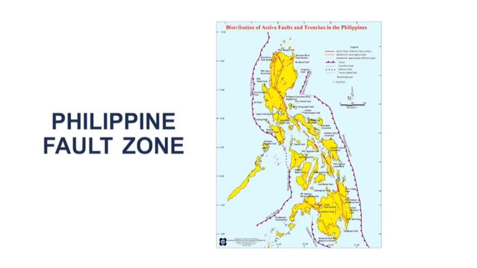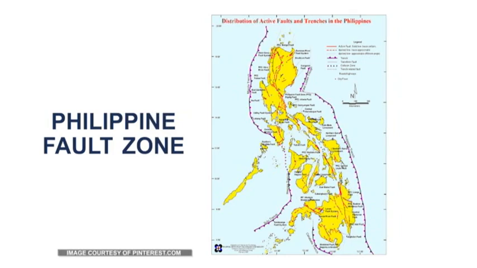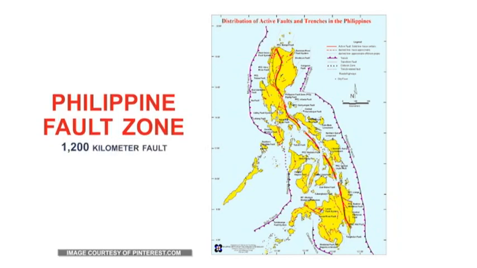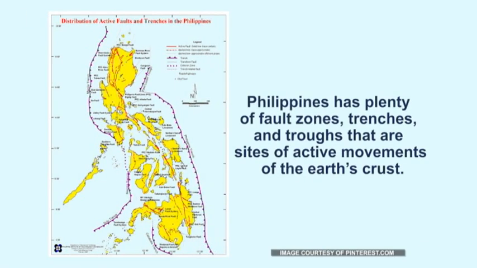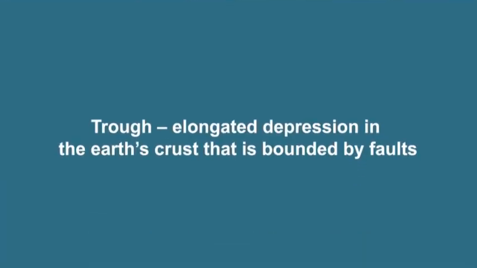Our country is home to many faults, referred to collectively as the Philippine Fault Zone. It is a 1,200-kilometer fault that starts at Bangi, Ilocos Norte and ends at Mati, Davao Oriental. Deep earthquakes can occur along this fault, especially in Luzon and Mindanao. Look at this map. You can see that the Philippines has plenty of fault zones, trenches, and troughs that are sites of active movements of the Earth's crust. By the way, a trough is an elongated depression in the Earth's crust that is bounded by faults.